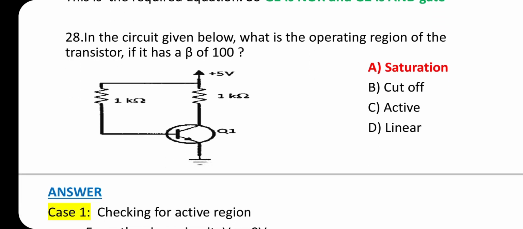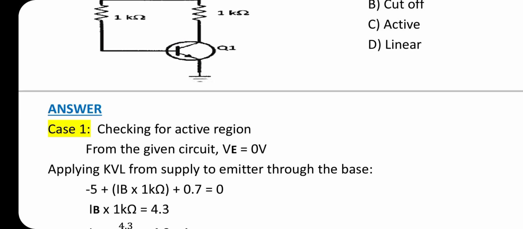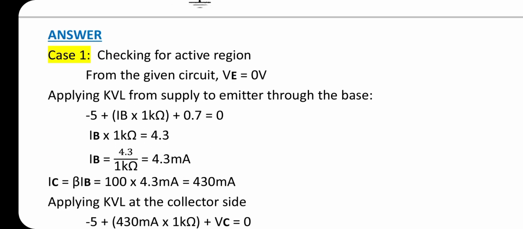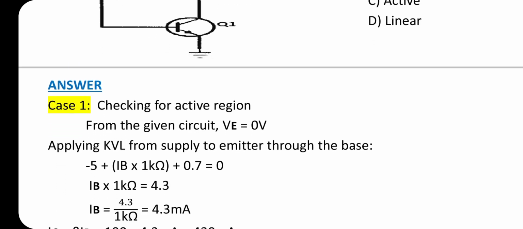In the next question 28, in the circuit given below, what is the operating region of the transistor if it has a beta value of 100? Option A is the correct answer, saturation. Answer. Consider case 1, checking for active region. From the given circuit, V equal to 0 volt, which is the grounded terminal.